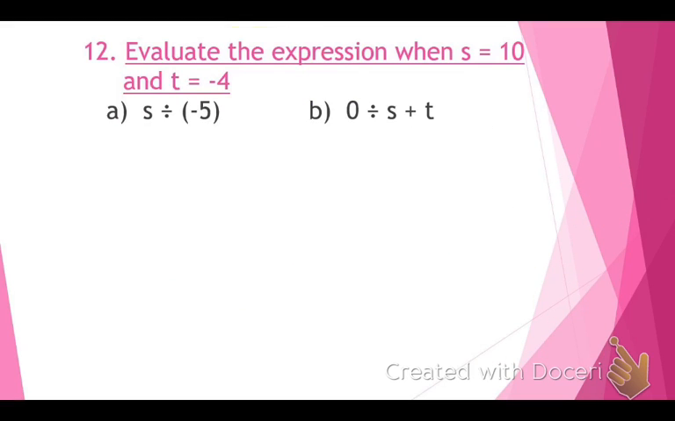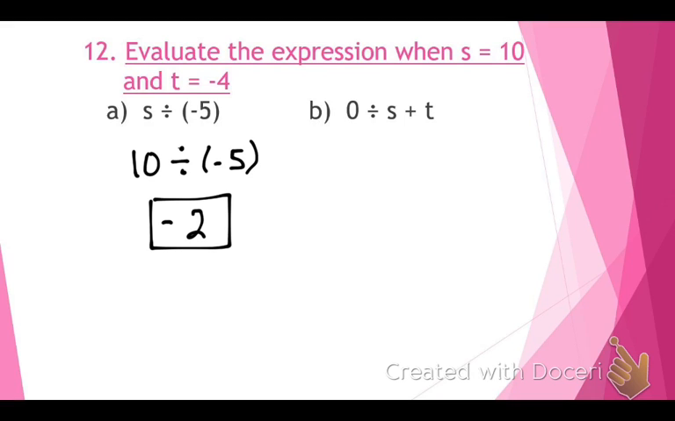Number 12 asks us to evaluate the expression when s equals 10 and t equals negative 4. This is one of those plugging in situations. So Carlos, instead of s divided by negative 5, what should I write? 10 divided by negative 5. Asia, what's my answer? Negative 2. Do you guys agree or disagree? Right here, there's only one negative number. Because of that, as you are dividing, you know your answer is going to be a negative number, okay? Questions about that?